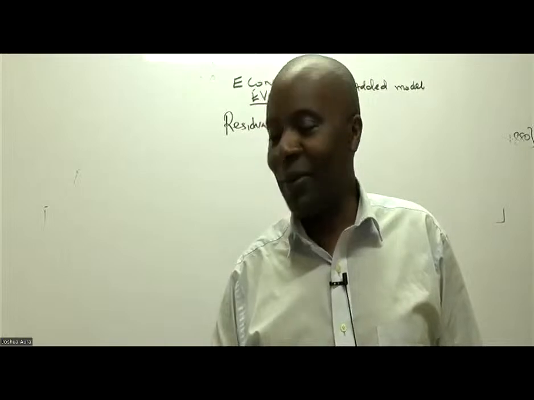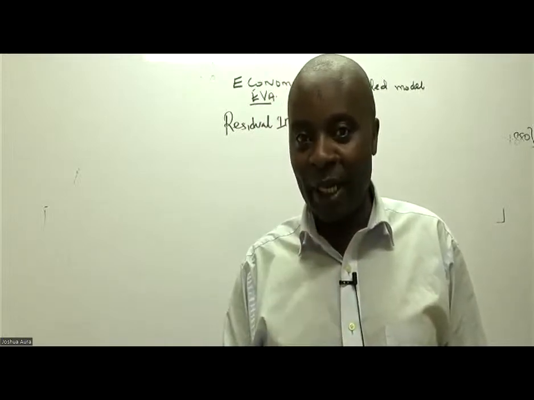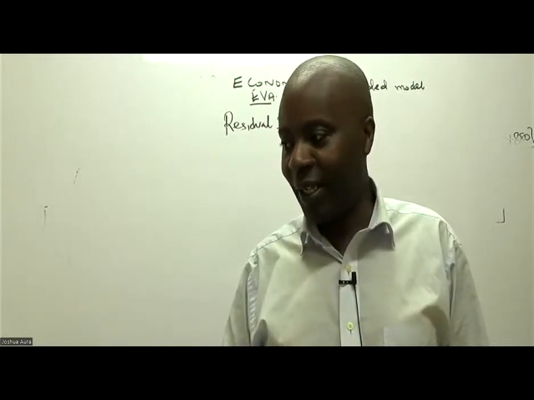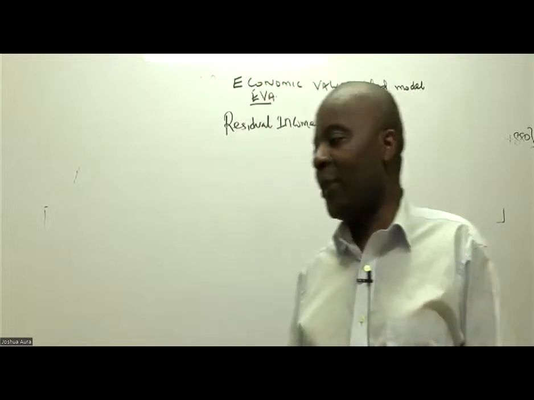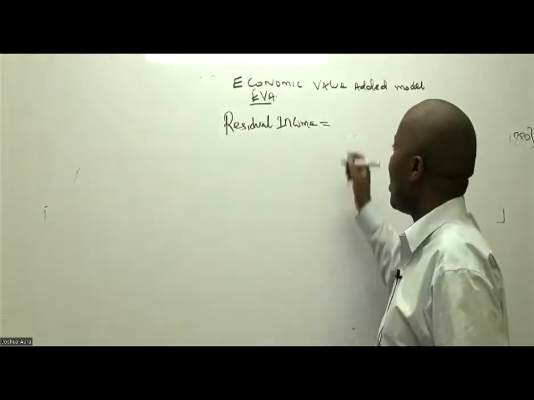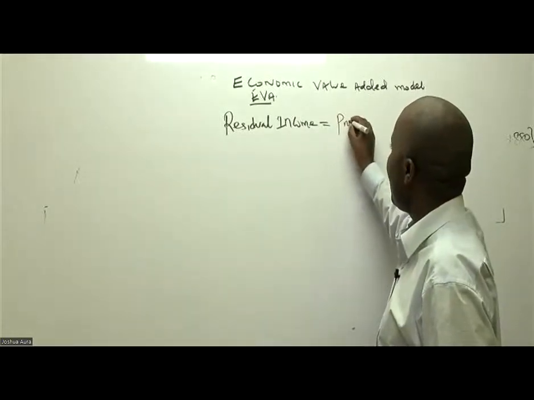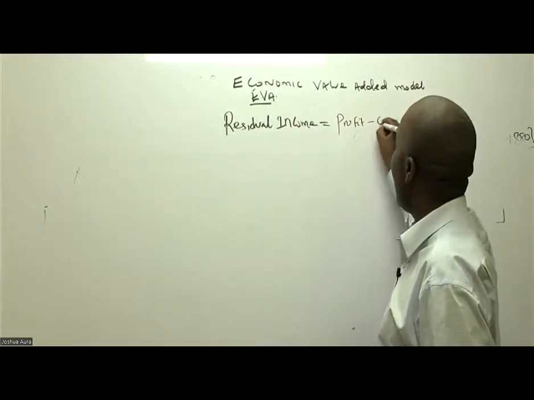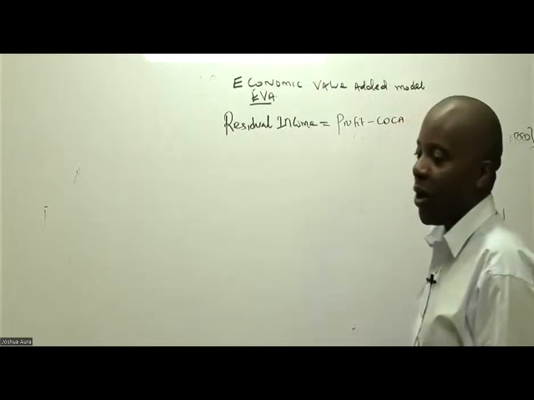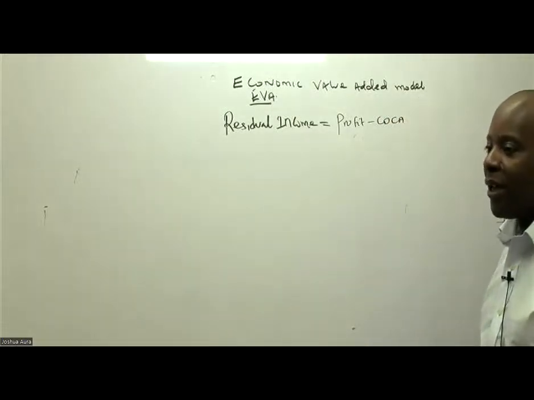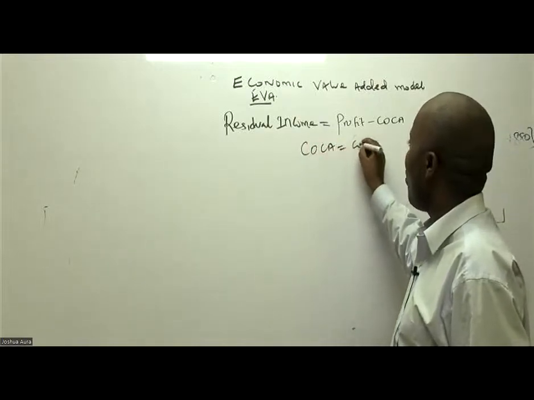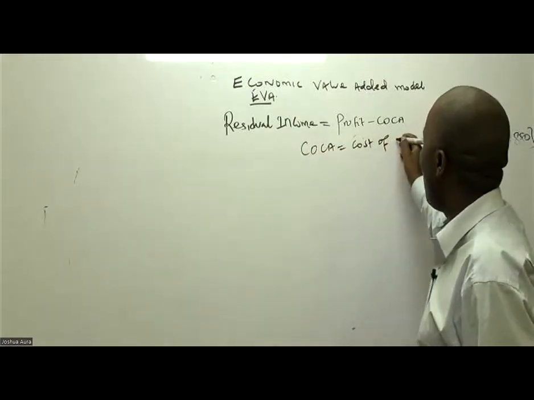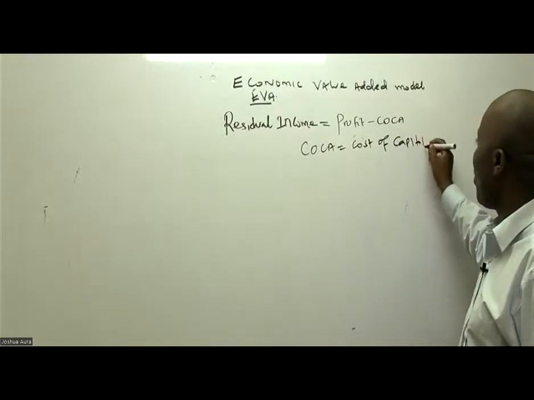I'm so sure there must be some people here who are going back to their notes to make reference. Thank you very much, Atieno. It is profit minus Coca, or rather Coca, where Coca is cost of capital employed.